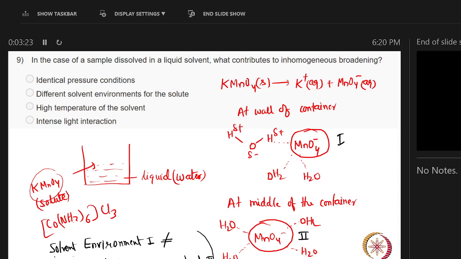So because of this solvent environment, the absorption spectrum of this species and this species, the energy gap can be different, and because of that it will lead to inhomogeneous broadening instead of a sharp spectrum. So this is the different solvent environment of the solute molecule. Yes.